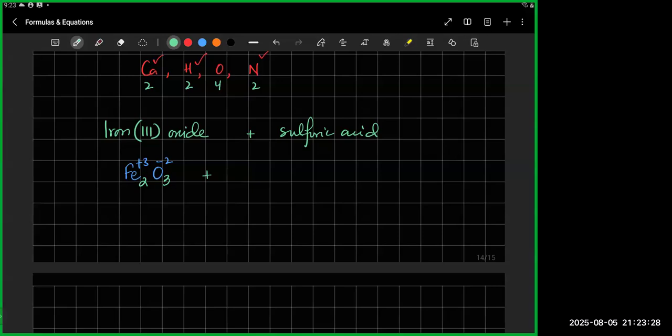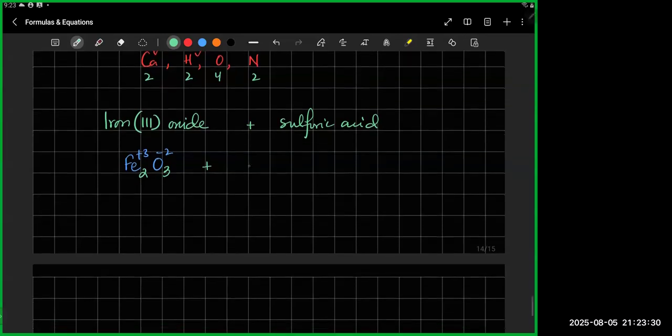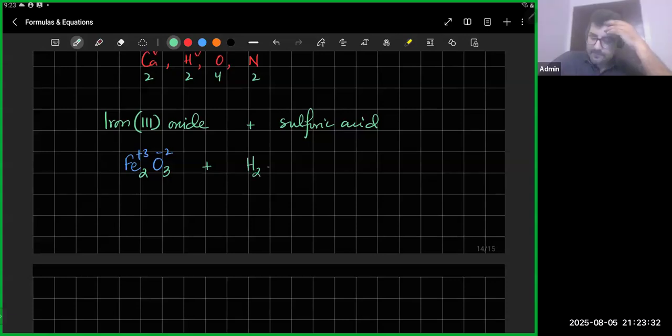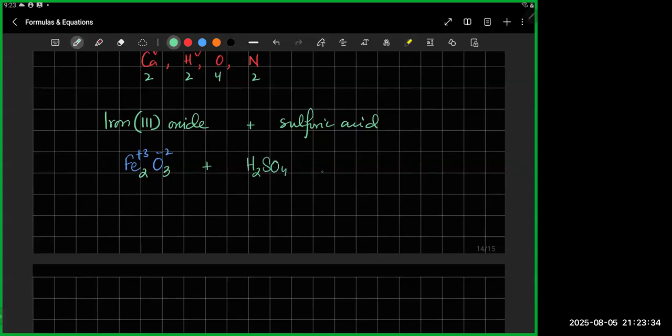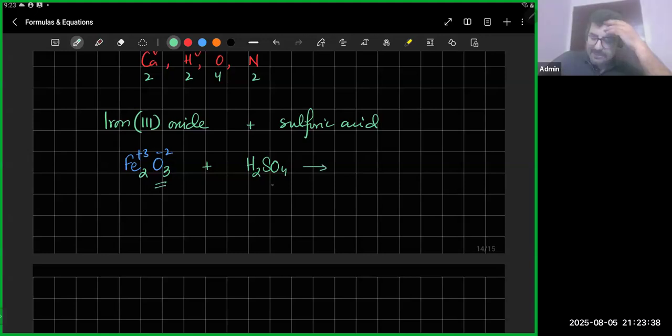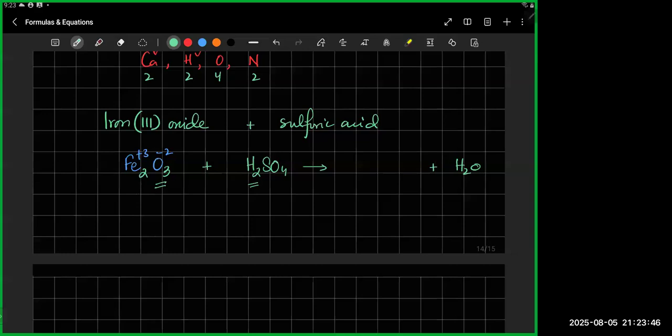What is sulfuric acid? H2SO4. Okay, that is H2SO4. Acha, बाकी तो same है. It's the oxide will accept the H coming from the acid, and they will form water. Tell me what the salt is. Iron sulfate.